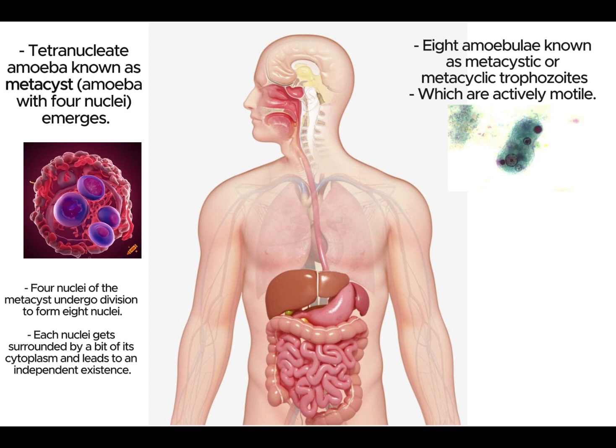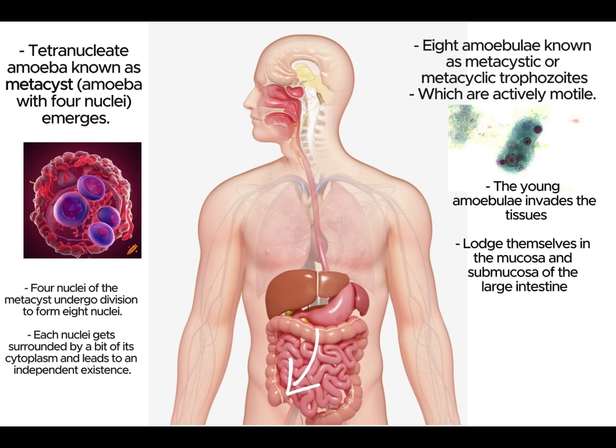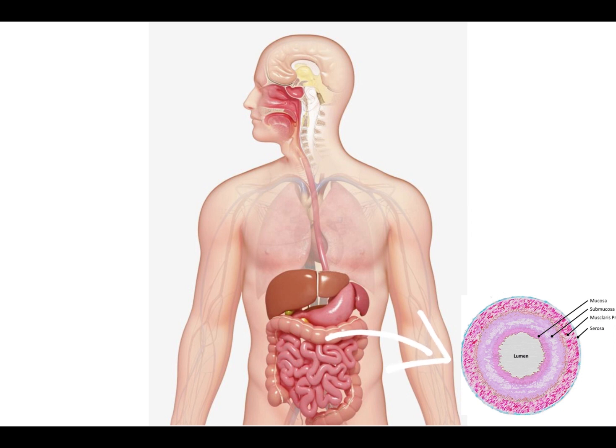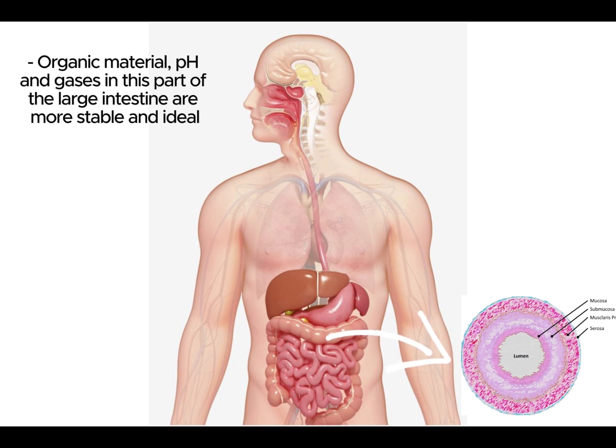The metacystic trophozoites move down to the cecum and ileocecal region of the intestine. The young amoebulae, being actively motile, invade the tissues and finally lodge themselves in the mucosa and submucosa of the large intestine, their final abode. They prefer this site as the organic material, pH, and gases in this part of the large intestine are more stable and ideal for the existence of Entamoeba histolytica trophozoites.